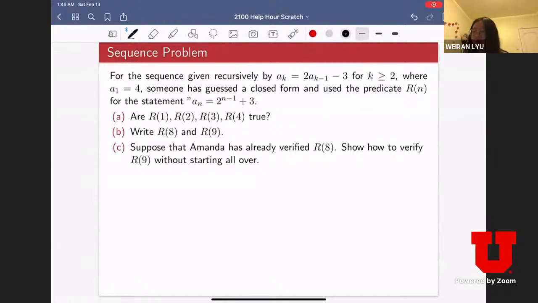It's about a sequence problem where you're given a sequence recursively by a sub k equals 2 times a sub k minus 1 minus 3, for k greater than or equal to 2, and a sub 1 is 4. You want to prove that the closed formula is true given the recursive one. I'll give you about 3 minutes to work on the first two, part A and part B.